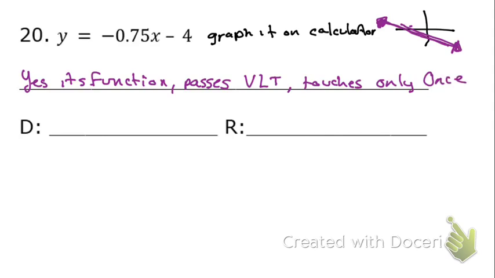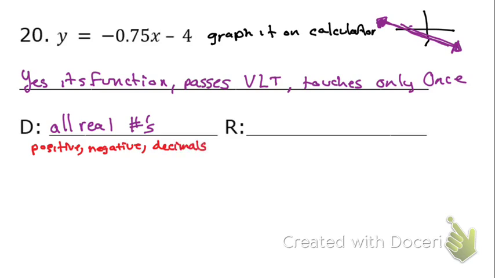Alright, our domain, again, just like time before, I cannot measure how wide it is because it has arrows and it keeps going. So we will say all real numbers. Now remember, when we say all real numbers, we're talking about positive numbers, we're talking about negative numbers, we're talking about all the decimals. That's what you're saying when you say all real numbers.